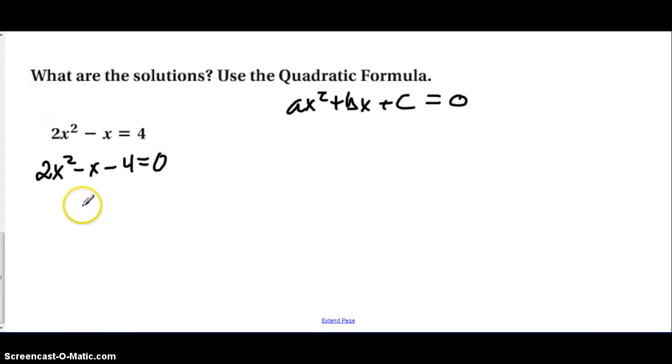Let's first check to see if it's factorable. 2 times negative 4 is negative 8, and I can't think of any factors of negative 8 that add up to negative 1. So I'm going to use the quadratic formula, and if you recall, it's negative b plus or minus the square root of b squared minus 4ac.